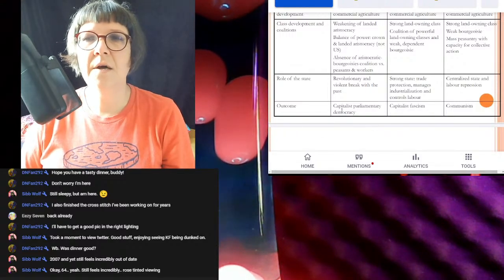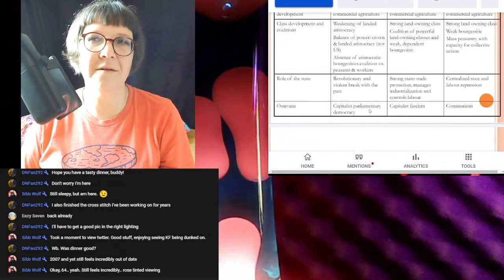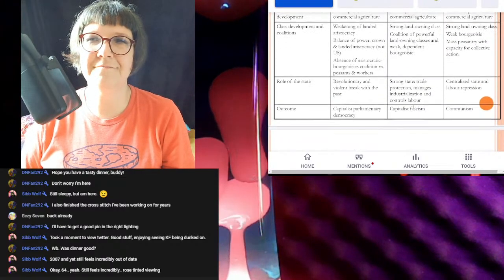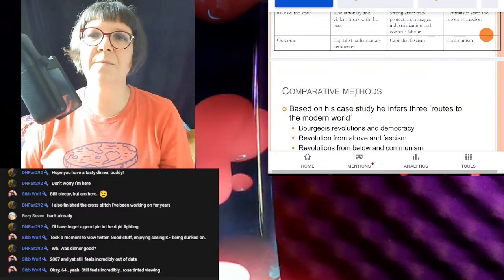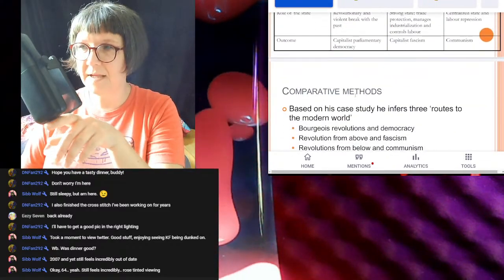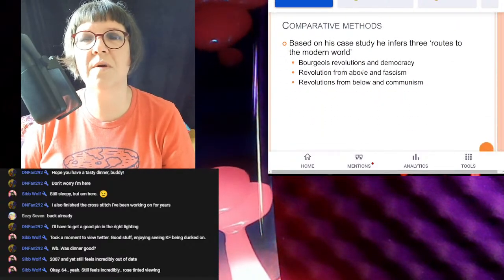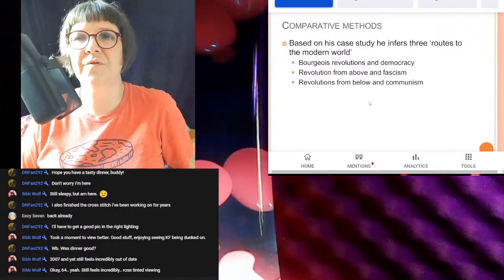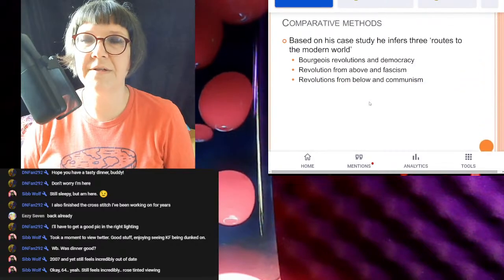The outcomes were capitalist parliamentary democracy in category 1, capitalist fascism in category 2, and communism in category 3. All right, so based on his case study, he refers to 3 routes to the modern world: bourgeois revolutions and democracy, revolution from above and fascism, or revolution from below and communism.